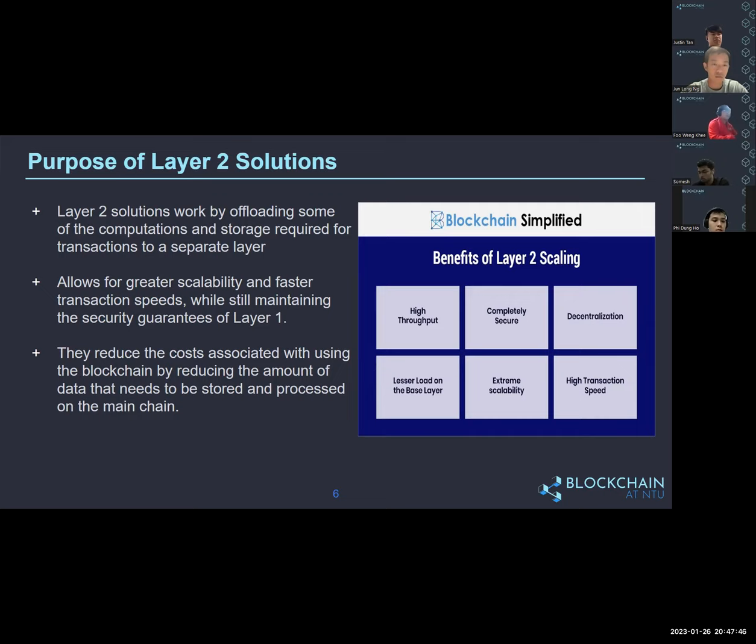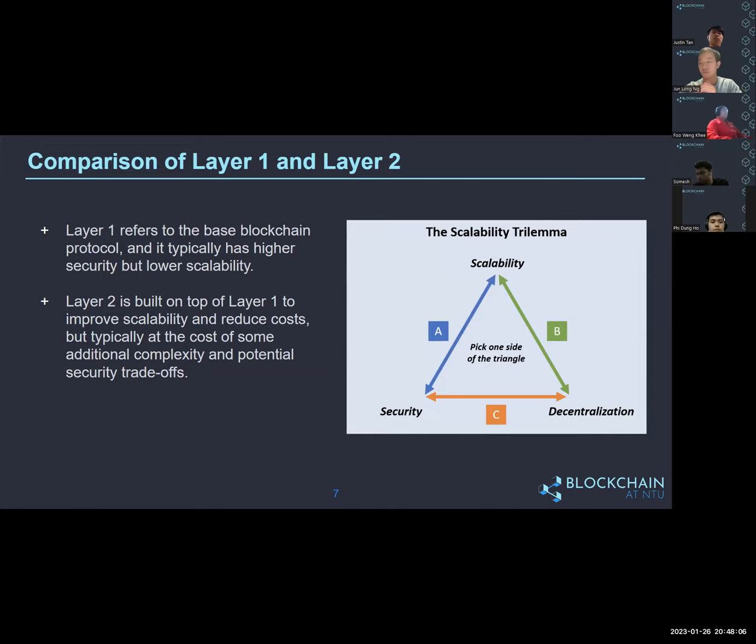So in conclusion, layer 2 solutions provide benefits such as scalability, low fees, increased security, improved user experience, better interoperability, better governance, and they are more energy efficient. A layer 2 solution can be considered better than layer 1 for a few reasons. It's better in its scalability, it's more cost efficient, it has increased throughput, higher flexibility, and better interoperability.